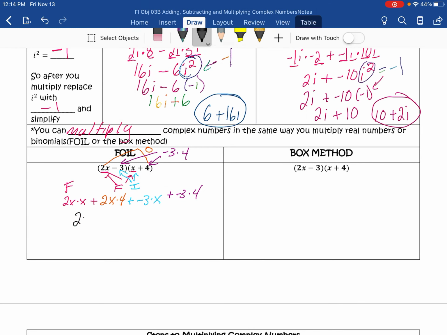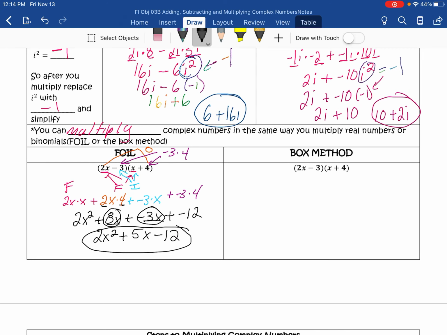2x times x is 2x squared, plus my 2x times 4, that's going to be 8x, plus -3x plus -12. Again, this isn't with imaginaries yet. We're not doing it with complex numbers. I'm just trying to refresh your memory on how you did it in Algebra 1. So you'd combine your like terms. So this would be 2x squared plus 5x minus 12.